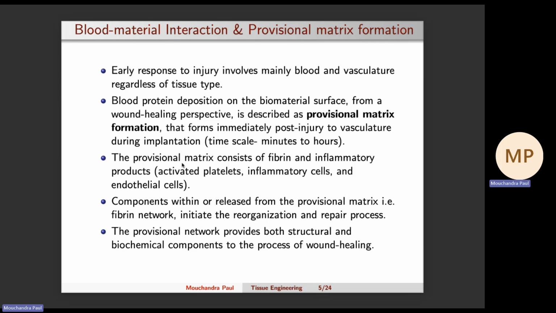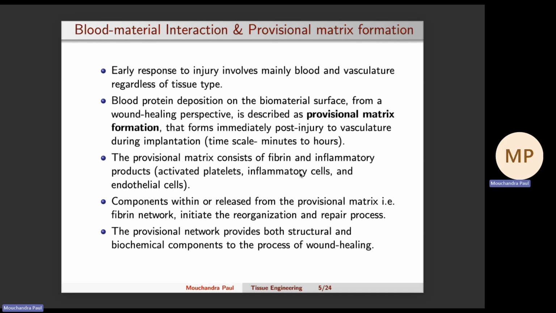Okay. So what does this provisional matrix consist of? It consists of fibrin. It's a fibrin gel, a hydrogel, and it comes from a precursor form, fibrinogen. Fibrinogen converts to fibrin in the presence of an enzyme called thrombin. I think so, just check. I think it's thrombin. And then there are inflammatory products like activated platelets, then inflammatory cells and endothelial cells. So these cell types are also found on the provisional matrix.